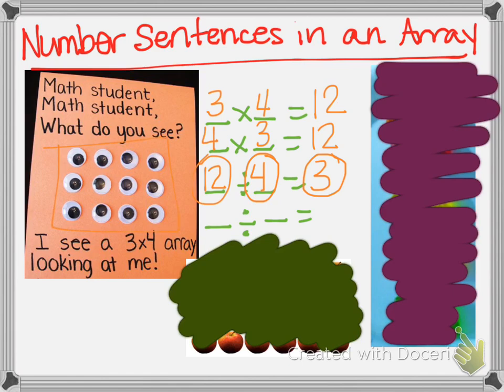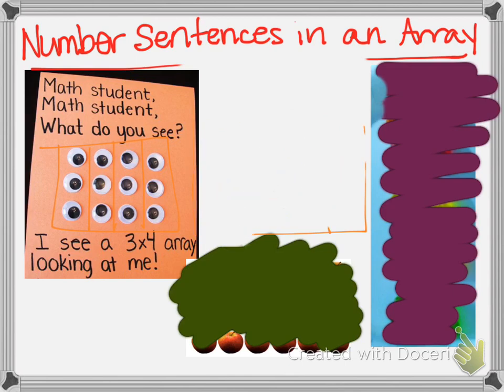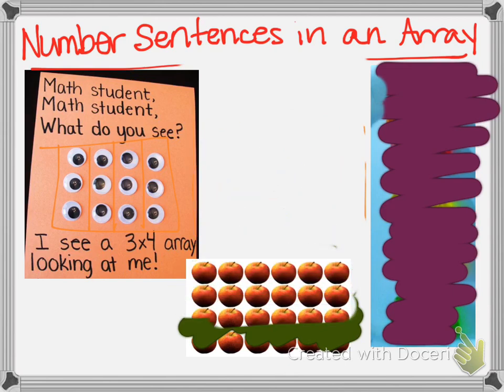Let's look at the other one. I need my total, which is 12. I'm going to put them into groups of 3, and that gives me 4 groups. So this, sometimes people might call it a fact family. It's the 2 multiplication and 2 division sentences for an array. That's all a fact family is. Now I'm going to erase my work, and I want you to do the same for the apples. 2 division and 2 multiplication sentences.